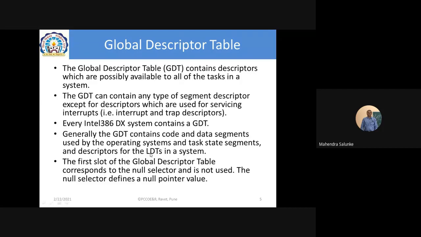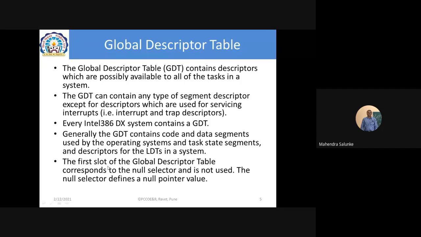The LDT is basically a local descriptor table for every individual task, and the descriptors associated with these LDTs are to be stored in the GDT. This is the linking. So whenever a new task is getting created, its descriptor will be available in the GDT. Through that particular descriptor, we can access the local descriptor table. So the descriptors associated with LDTs will be available in the GDT.